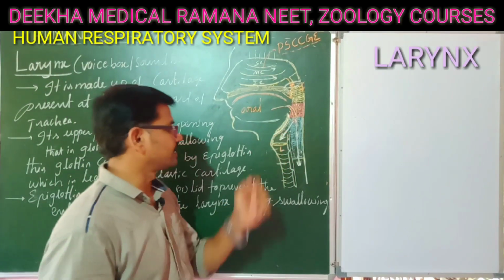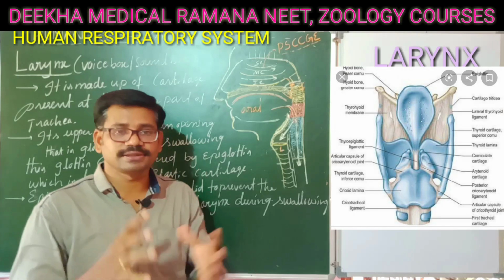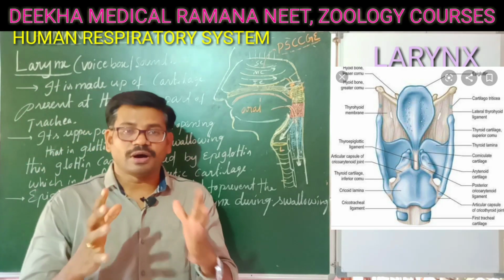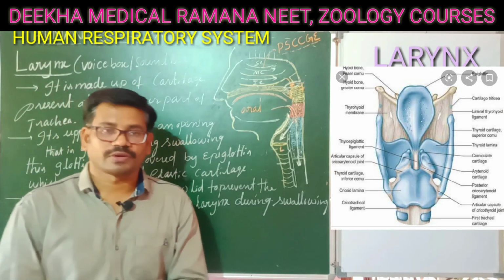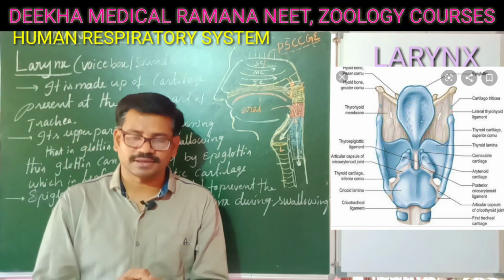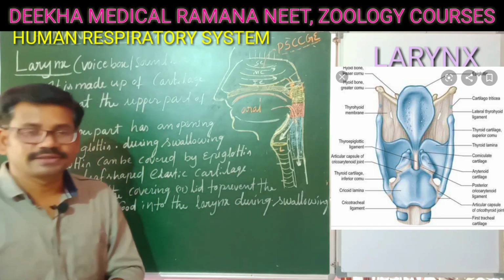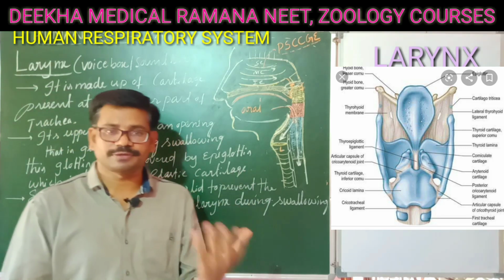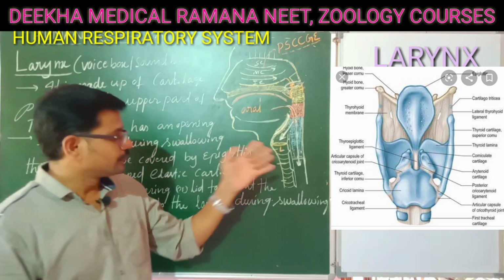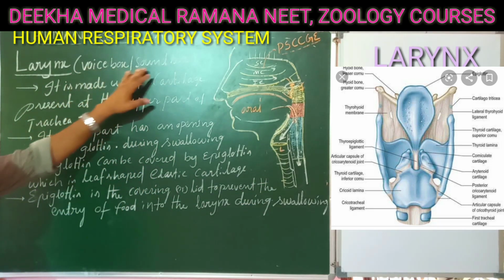We will discuss the human respiratory passages, the larynx. Generally, if you see the diagram, you can understand easily. Larynx is a box-like structure, right? It is supported by 9 cartilages. Let us see what are the cartilages. The larynx is also known as the sound box or voice box, because it produces sound, right? If you see the structure very clearly, it is a voice box or sound box.